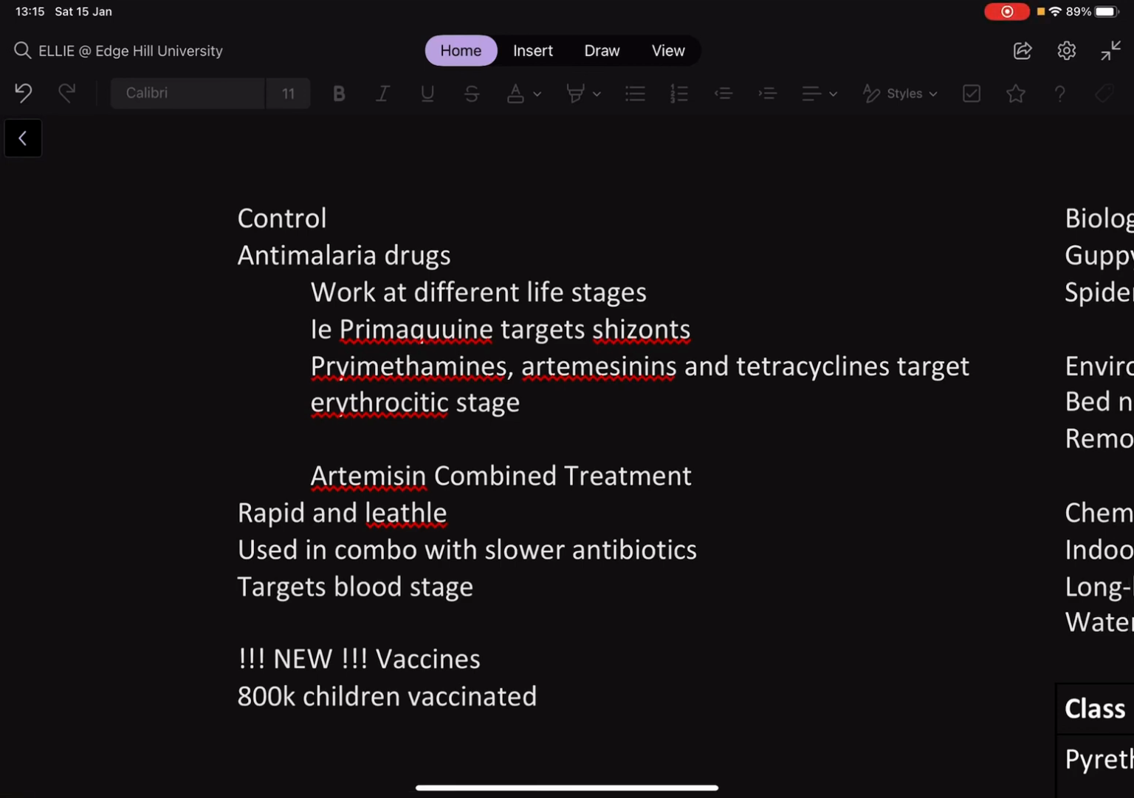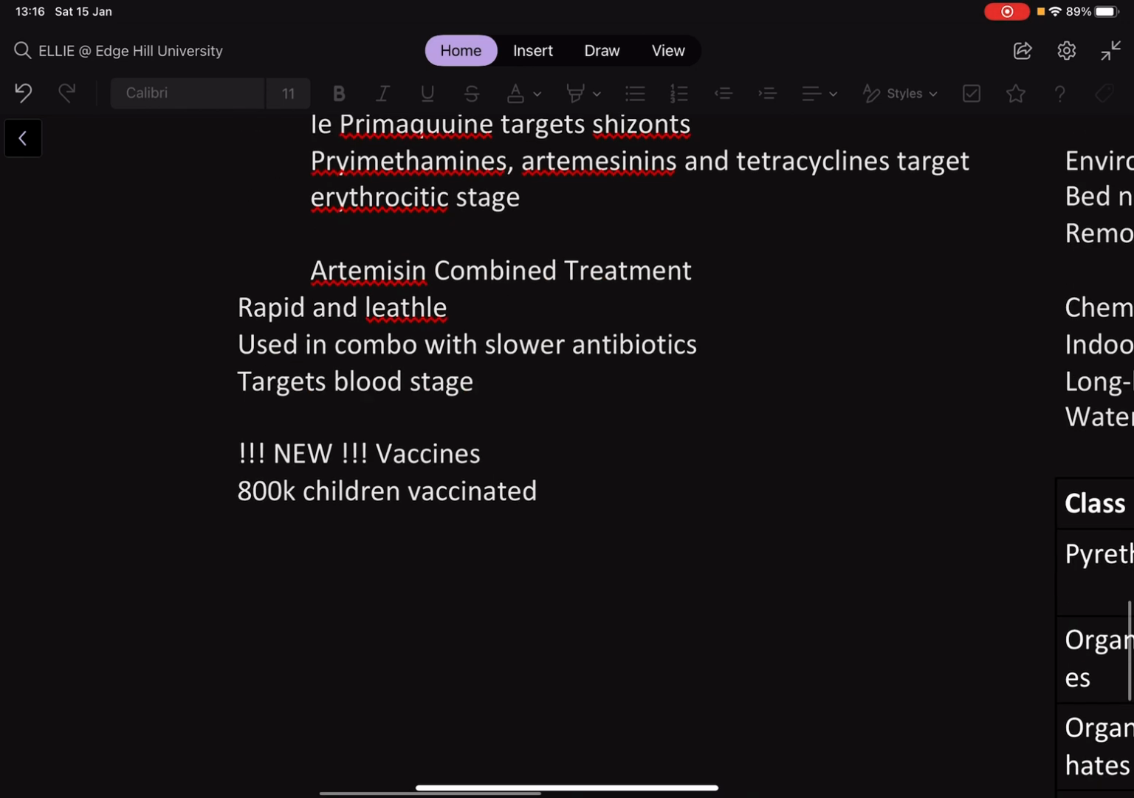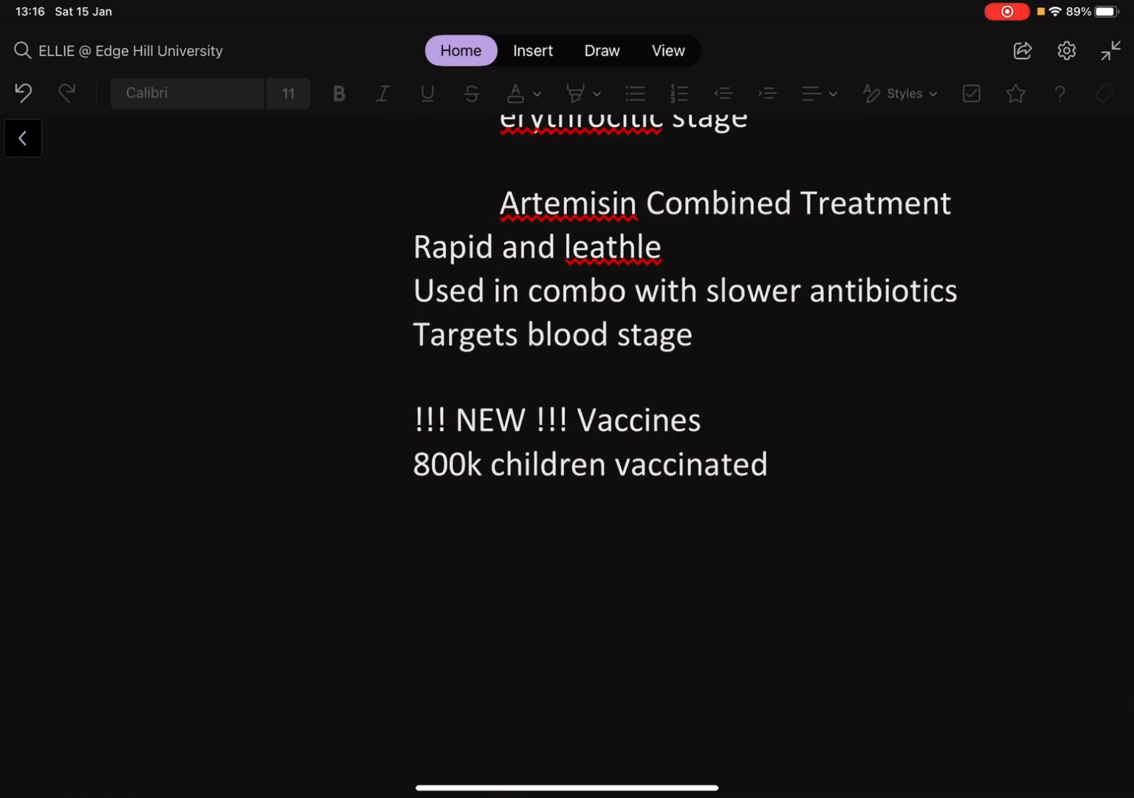So there are a few methods we can use to try and control the spread of malaria. The first one being anti-malarial drugs. These target different life stages of the parasite to stop it developing and maturing into the symptomatic red blood cell stage. There's also combined treatments which are rapid and lethal. And then very recently we've had a new development of a vaccine. It's actually been used in 800,000 children so far and is hopeful in reducing malaria transmission numbers.